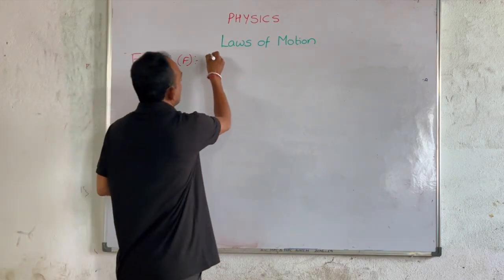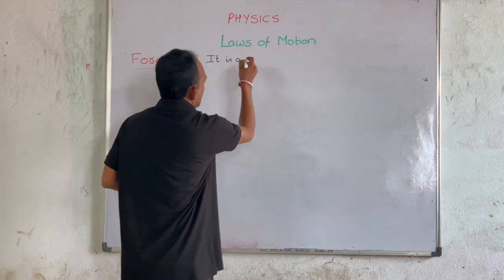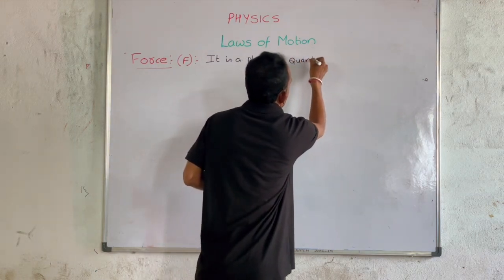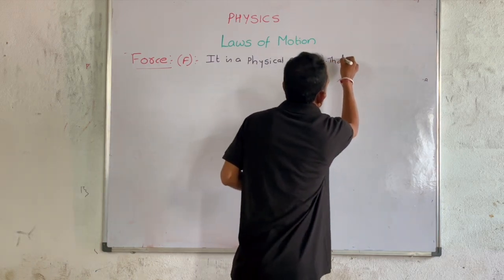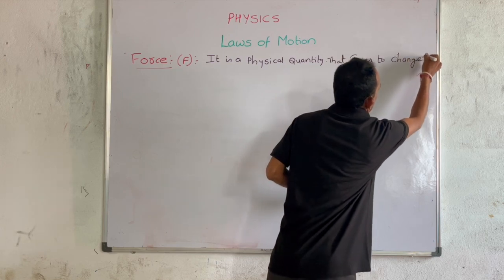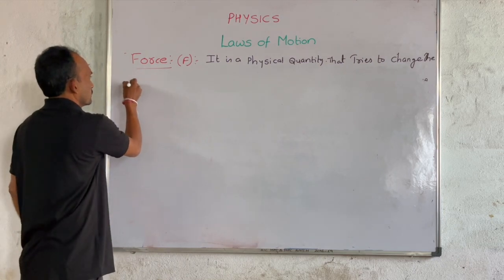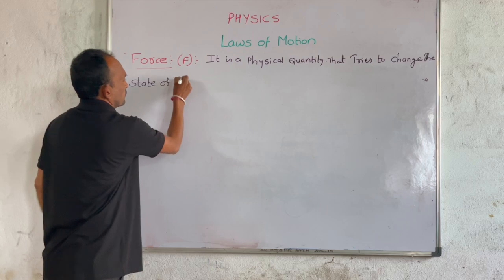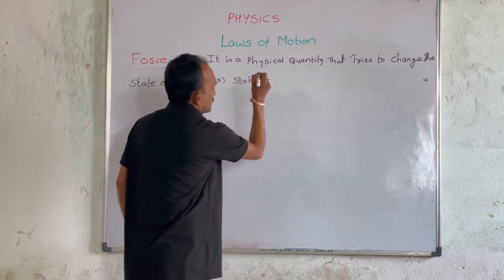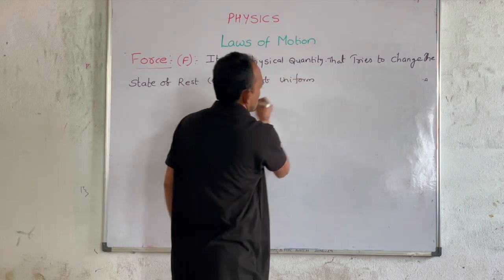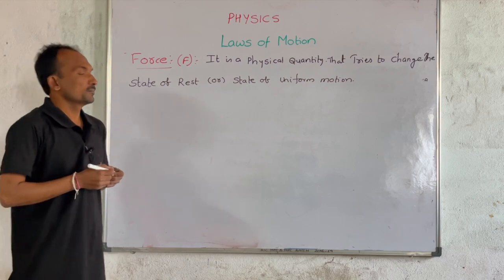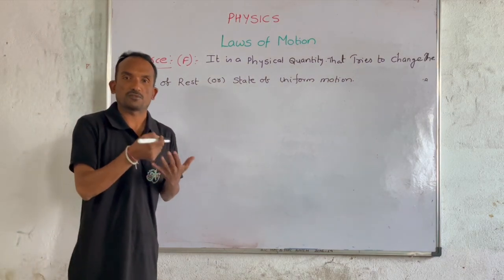I will write the definition. It is a physical quantity that tries to change the state of rest or state of motion. State of uniform motion, whatever may be, state of uniform motion. Okay? A physical quantity that tries to change the state of rest or state of motion.